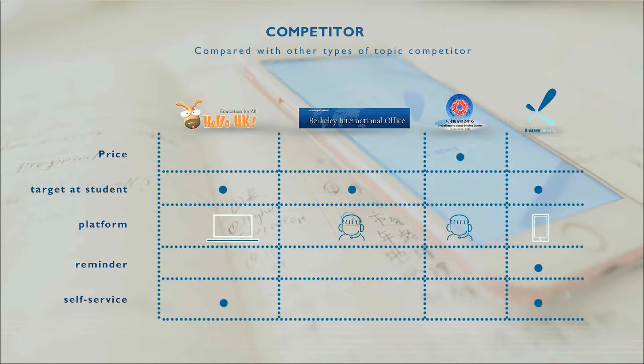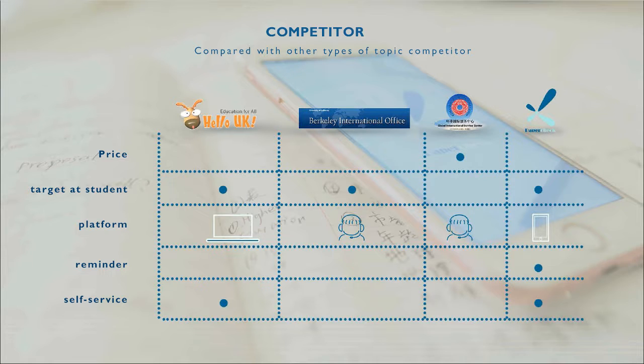So for the research of my topic competitors, there are 3 main different competitors during the research. The first type is the informational website for study and board abroad. So this kind of competitor has tons of information, which is great, but they don't have a main focus. You have to spend a lot of time searching.